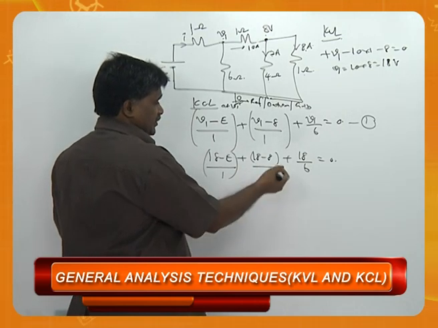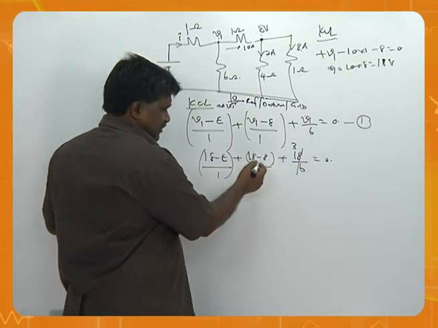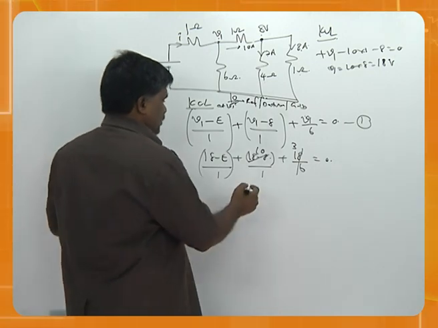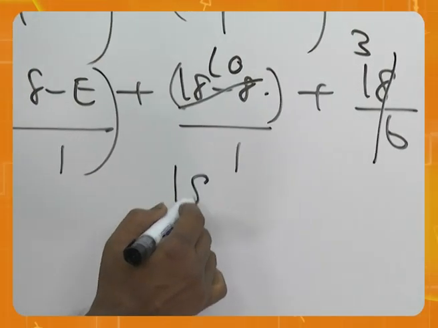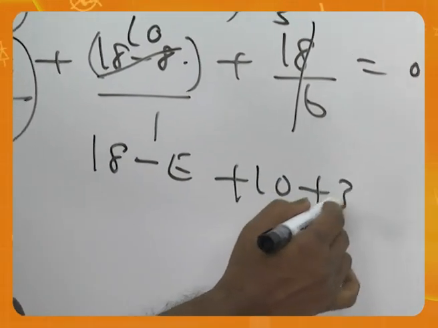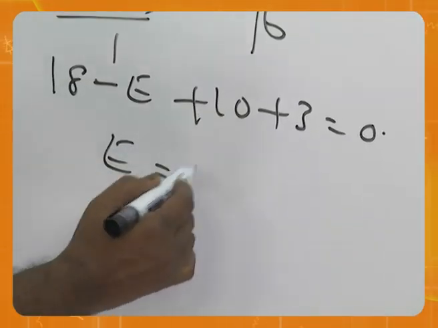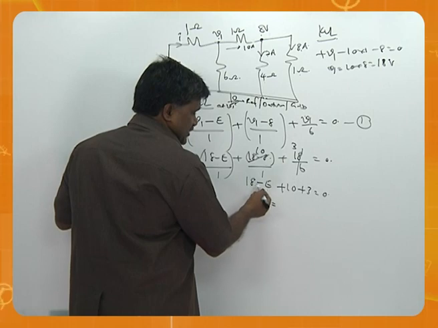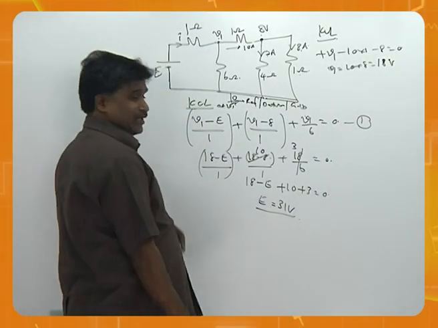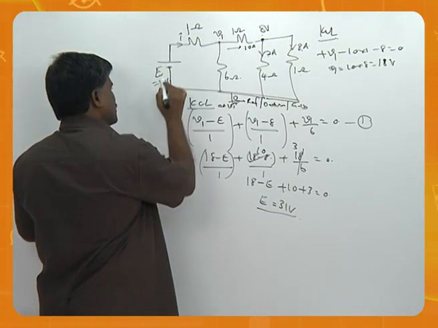And if you take this, you call it 3 there, and 18 minus 8 is 10 here. So therefore, we can say 18 minus E plus 10 plus 3 is equal to 0. By this you can say E is equal to 21 plus 10, that is 31. This is 31 volts. So this has come as 31 volts.